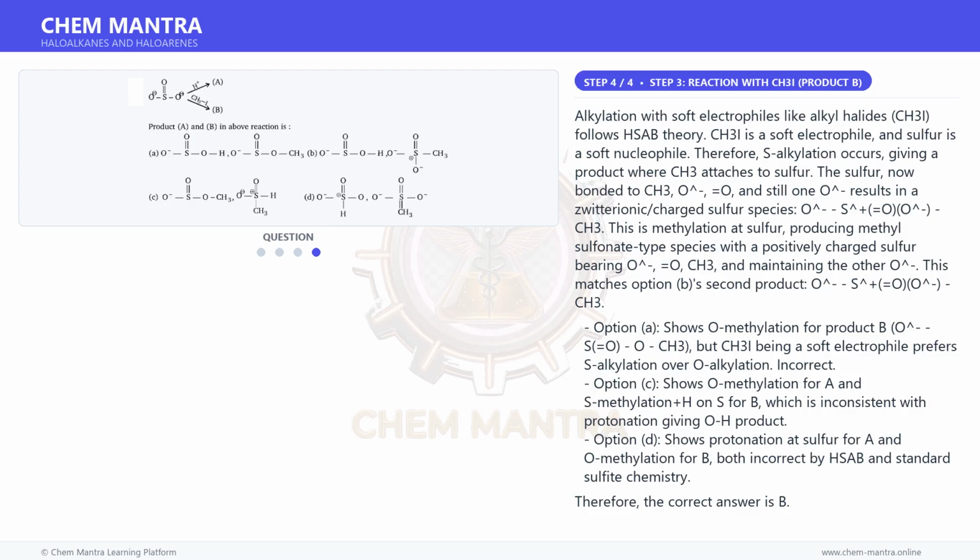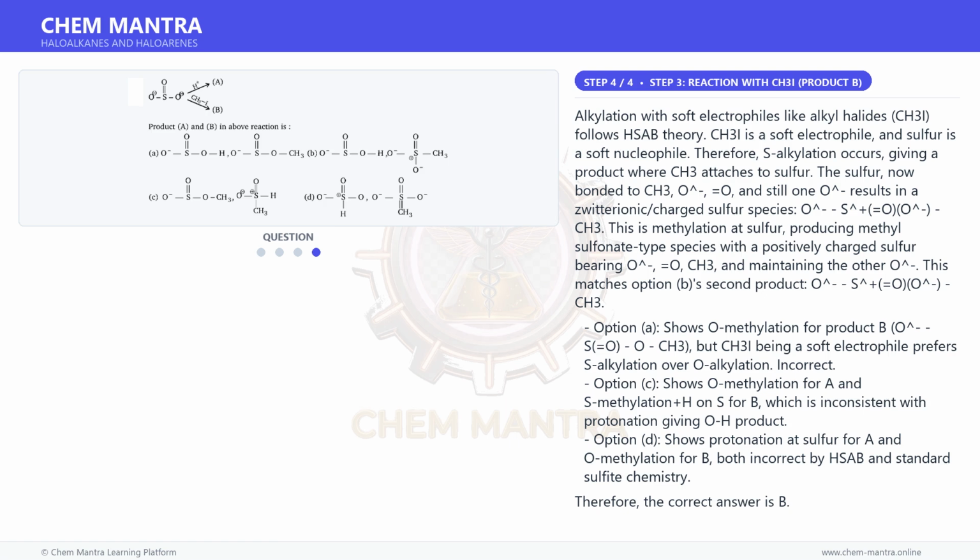And for the final step, alkylation with soft electrophiles like alkyl halides, CH3I, follows HSAB theory. CH3I is a soft electrophile and sulfur is a soft nucleophile. Therefore, S-alkylation occurs, giving a product where CH3 attaches to sulfur.